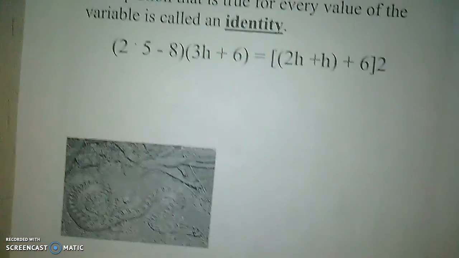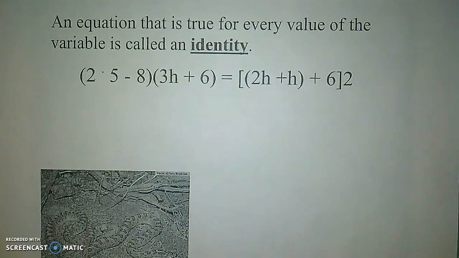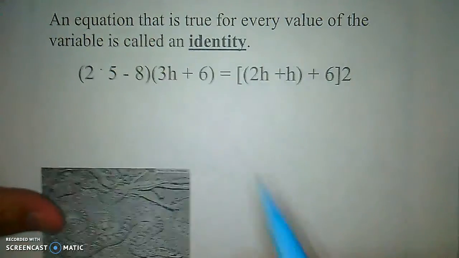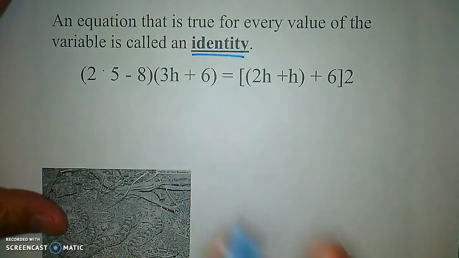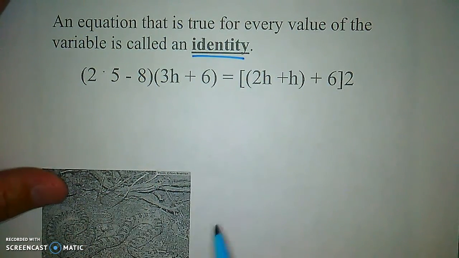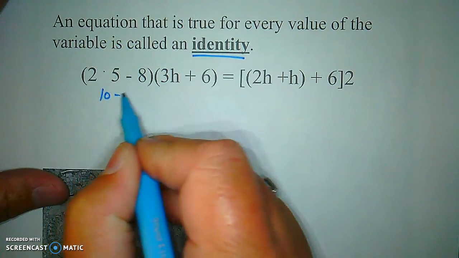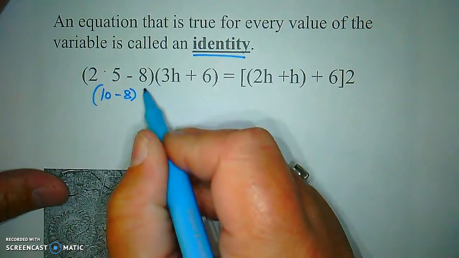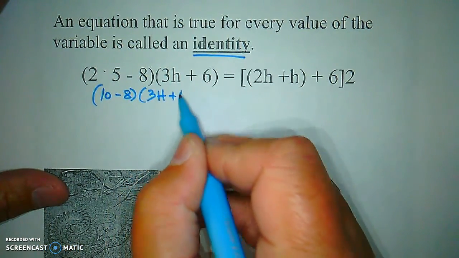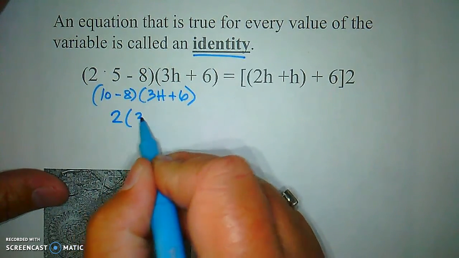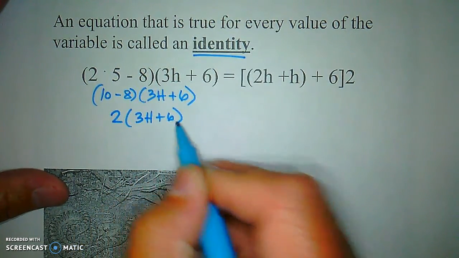There's one other case we want to look at, and that's called an identity. An equation that is true for every value of the variable is called an identity. And you can tell something is an identity by simplifying. I'll show you. 2 times 5 is 10. 10 minus 8 times 3h plus 6. 10 minus 8 is 2 times 3h plus 6.